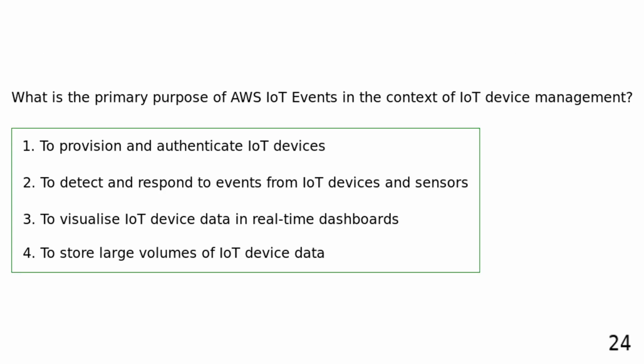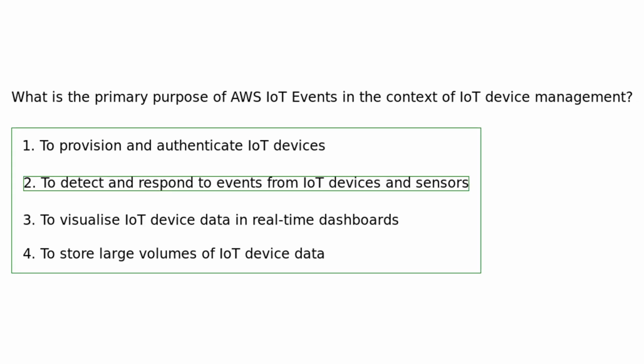What is the primary purpose of AWS IoT Events in the context of IoT device management? To provision and authenticate IoT devices. To detect and respond to events from IoT devices and sensors. To visualize IoT device data in real-time dashboards. To store large volumes of IoT device data. AWS IoT Events is designed to detect and respond to events from IoT devices and sensors by monitoring their data, recognizing specific event patterns, and triggering actions when these events occur.